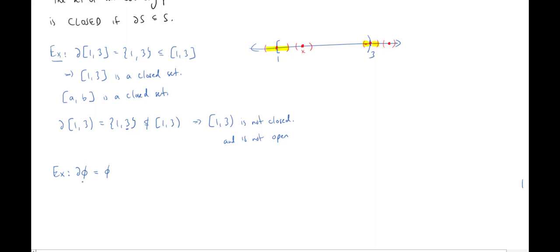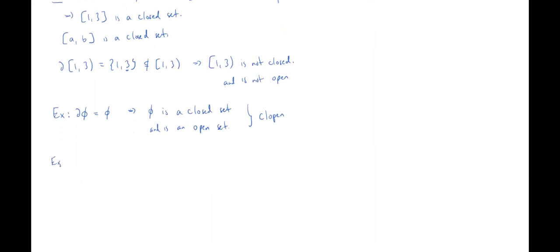But of course, this precisely says that the empty set contains its boundary. Therefore, the empty set, which by the way we already saw was an open set, is also a closed set. So we can have sets which are both open and closed. So they could be neither, or they could be both. Sometimes these are called clopen sets, which is just terrible. It's actually the empty set.